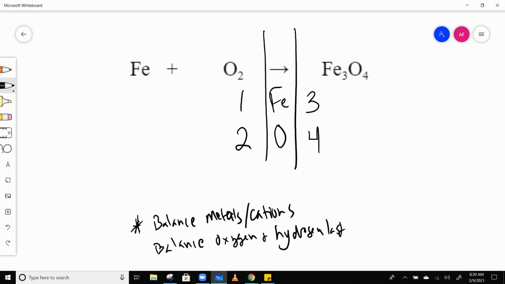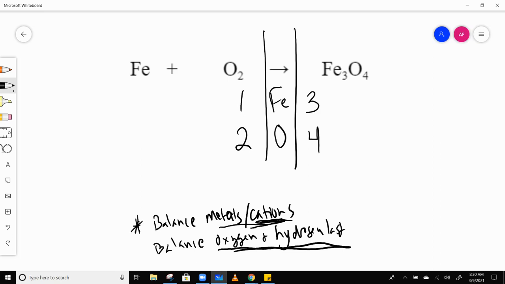That typically helps. Now these are not rules. There's no real rules to this other than just put a coefficient and recount. Okay, these are not rules, but I generally like to balance metals or cations first, and then wait and do my oxygens and hydrogens last. Okay, so really I like to work from the left side of the formula first, so anything on the left hand side, because cations usually come on the left hand side.